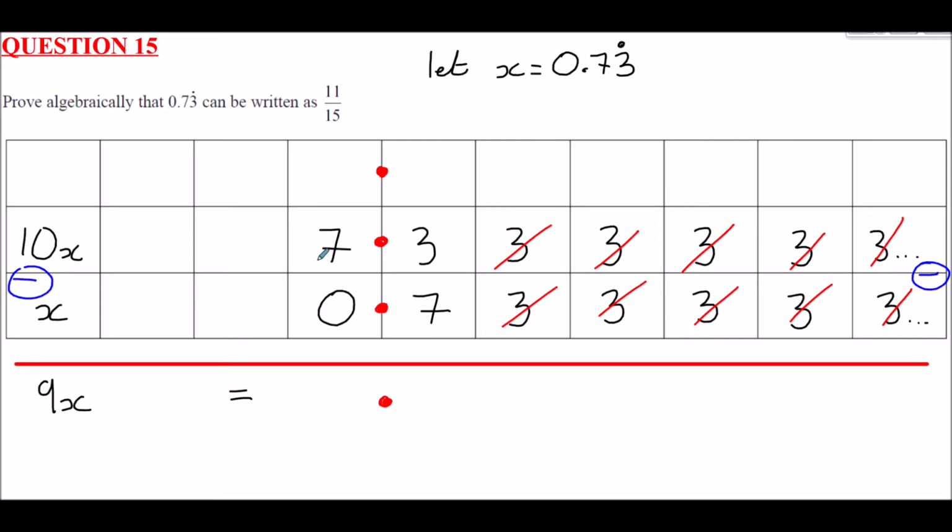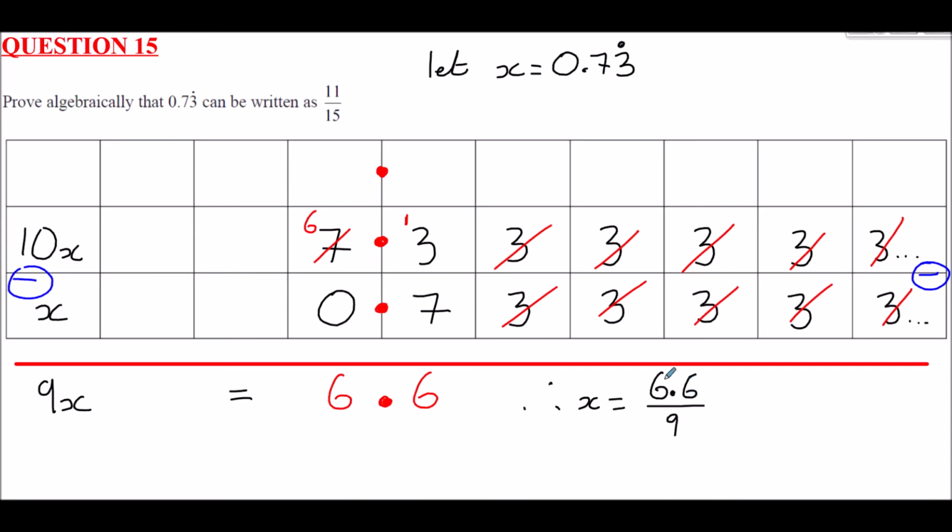3 take 7 you can't do, so borrow 1 from the 7 to make it a 6. The 1 we borrow goes here to make the 3 a 13. 13 take 7 is 6. 6 take 0 is 6. So therefore, 9x must equal 6.6. And so x must equal 6.6 over 9, which obviously isn't that.